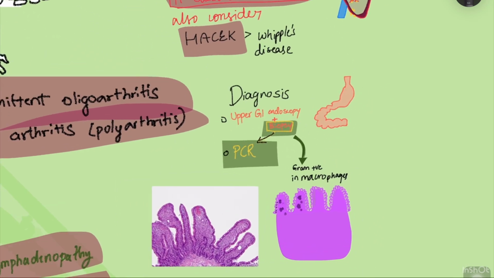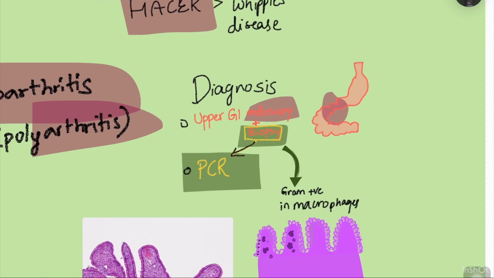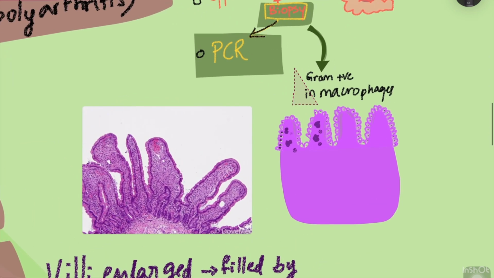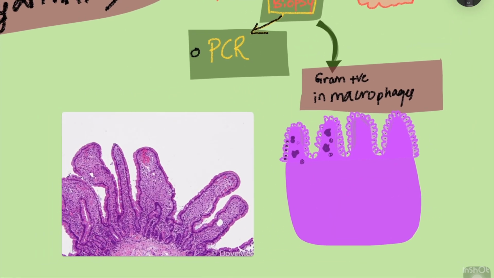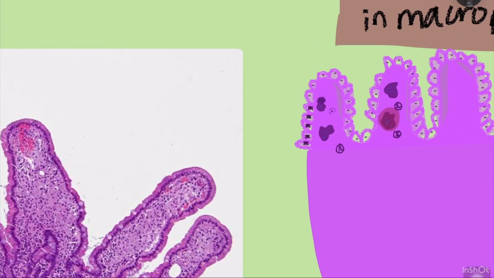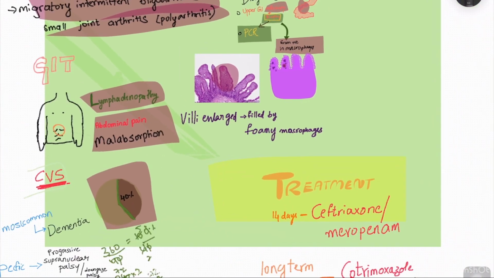Coming to the definitive diagnosis, just take a biopsy of the intestine by endoscopy, and PCR will help you find the Whipple organism. As I said, it is gram-positive in nature, and these are present in macrophages, as you can see here. Macrophages with the gram-positive organisms. The villi are enlarged and filled with foamy macrophages.